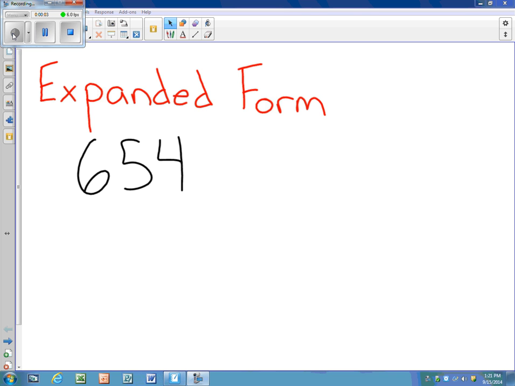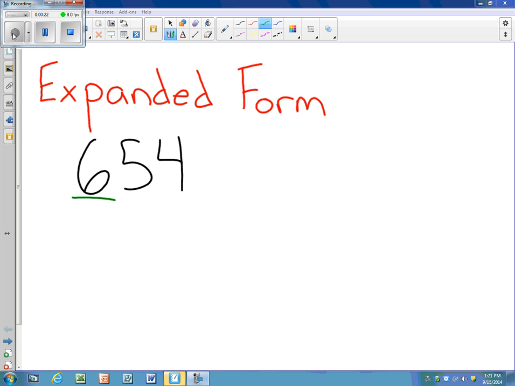The video for Module 1, Lesson 6, Expanded Form with Decimals. So in order to start this, the first thing we're going to do is a quick review on expanded form of whole numbers. When we do expanded form, we're breaking apart a number by its place value. So we're going to look at the largest place value.